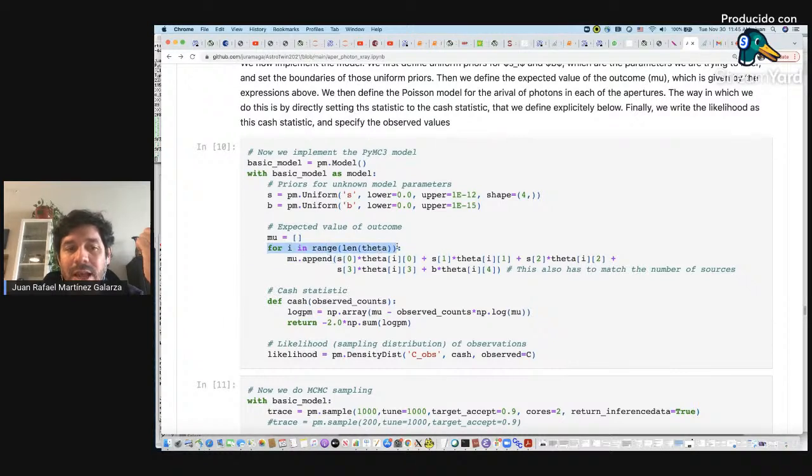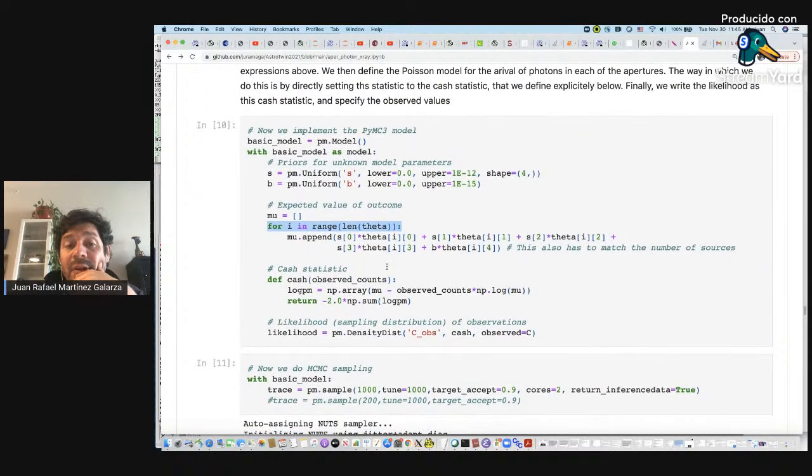So this is going to be the definition of those quantities. And of course, I have to do this for each of the 10 observations that I am considering here, right? But remember, because I am considering them all together and my thetas are all a stack of all the 10 observations, this model will assume that these observations all will be fitted with a single flux, all right? So this is how you've defined your expected value of the outcome.